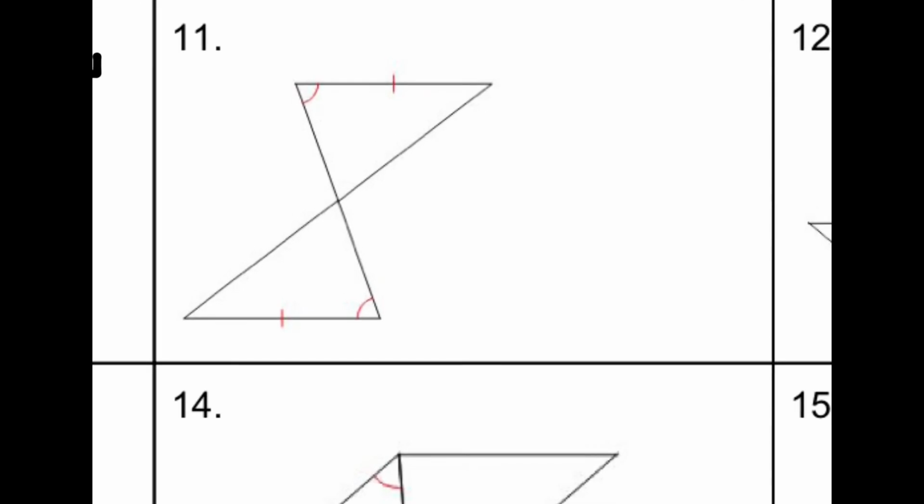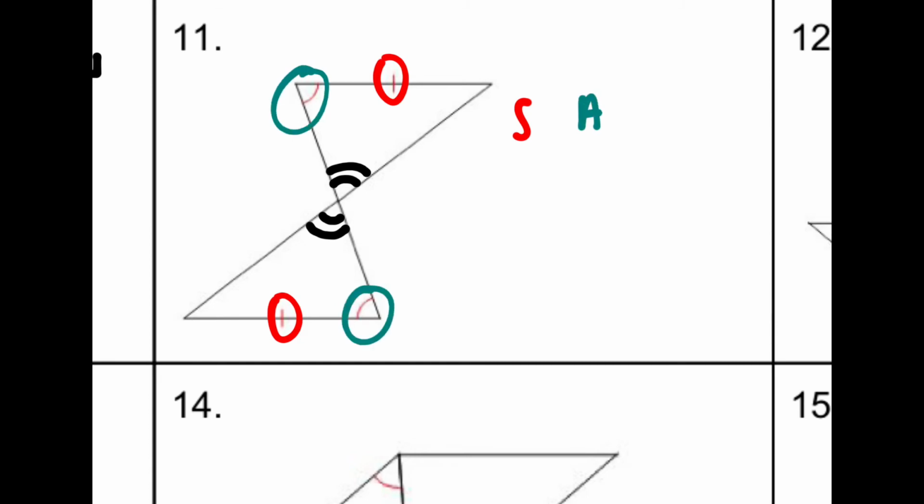On number 11, if you see two triangles like this and they have angles across from each other, you need to remember that these are vertical angles and they're equal. So when I look here, I have an equal set of sides right here and right here. So I have one set of sides. I have an equal set of angles with the one tick mark, so that's an angle. And then I have another equal set of angles, which are vertical angles, so here.